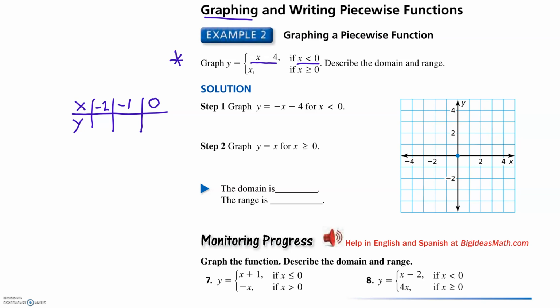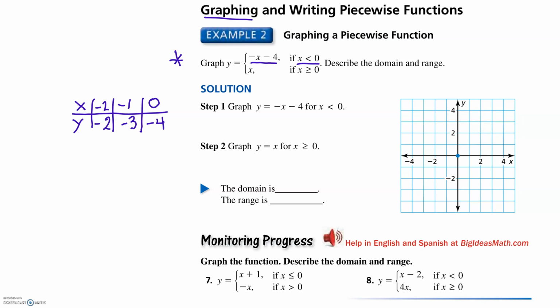So we could use negative 2 and negative 1 because they're less than 0. If we put in 0, we get negative 4. Notice that's y equals negative x minus 4. That's going to be a line with a y-intercept at negative 4 and a slope of negative 1. We plug in negative 1, we get the opposite of negative 1 is 1. 1 take away 4 is negative 3. We put in negative 2, we get negative 2.